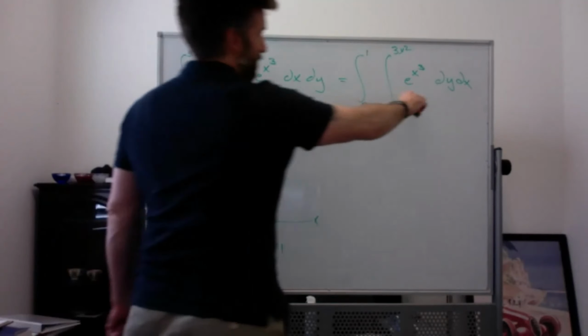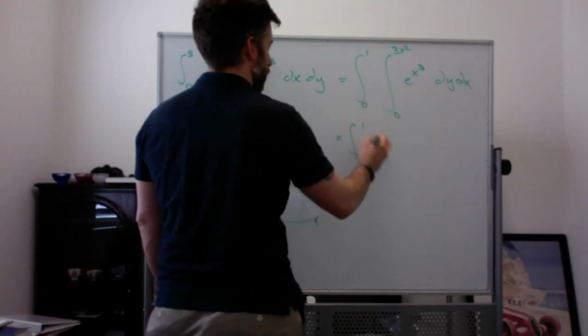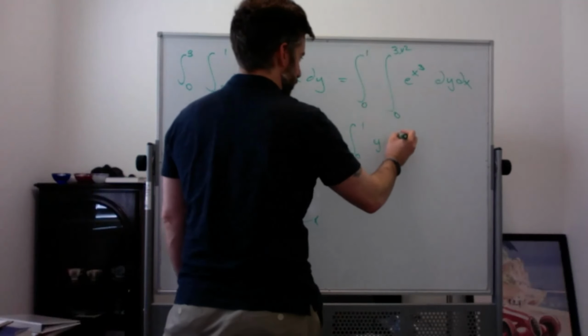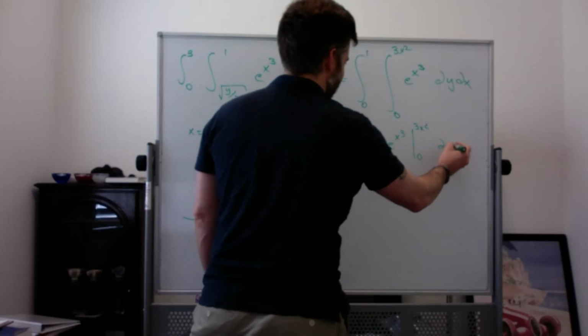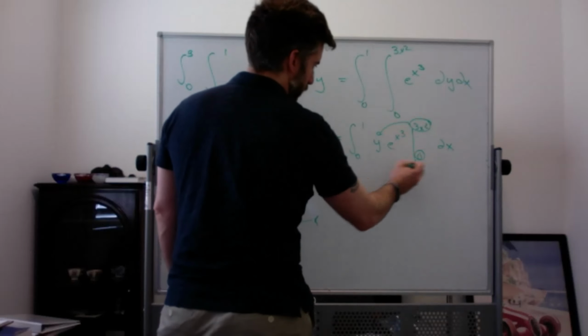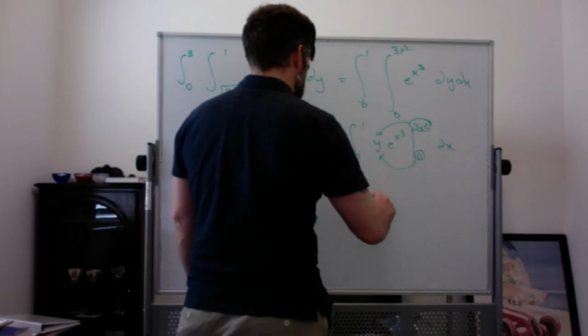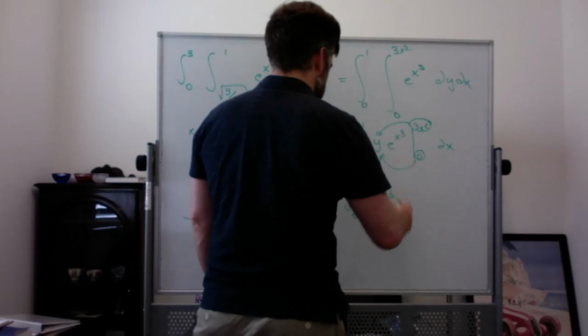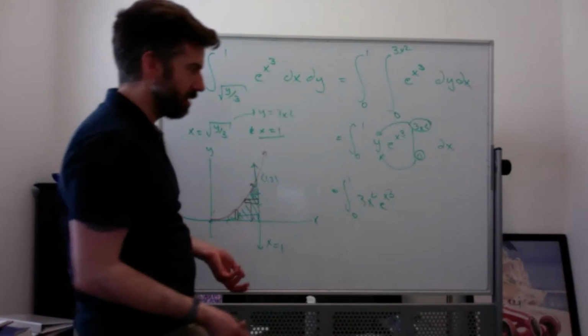So integrating this with respect to y, we just slap on a y. We get the integral from 0 to 1 of y times e to the x cubed, from 0 to 3x squared, dx. And then we plug in the 3x squared for y and the 0 for y. We get the integral from 0 to 1 of 3x squared e to the x cubed minus 0 times e to the x cubed, which I'm not going to write.